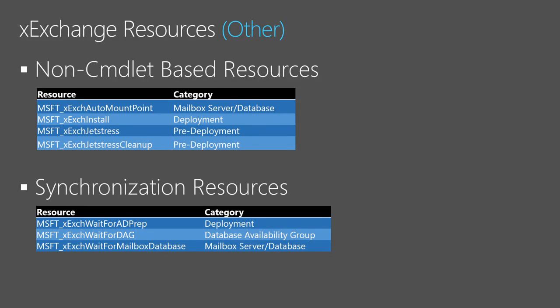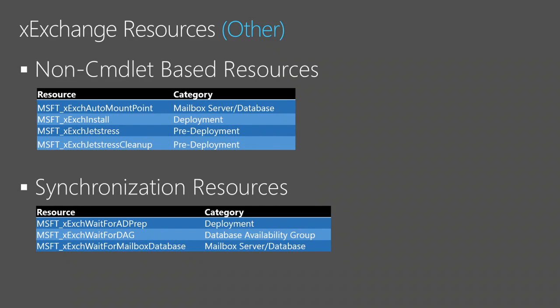The next resource is the xexch install resource, which is basically a wrapper for Exchange setup. And then we have JetStress and JetStress cleanup, which I'm going to cover briefly. I'm not sure if that's completely applicable to this whole room. The JetStress automation is probably more applicable to really large-scale environments where you're spinning out a lot of servers and want to do them in a very quick fashion. And then finally, we have synchronization resources.